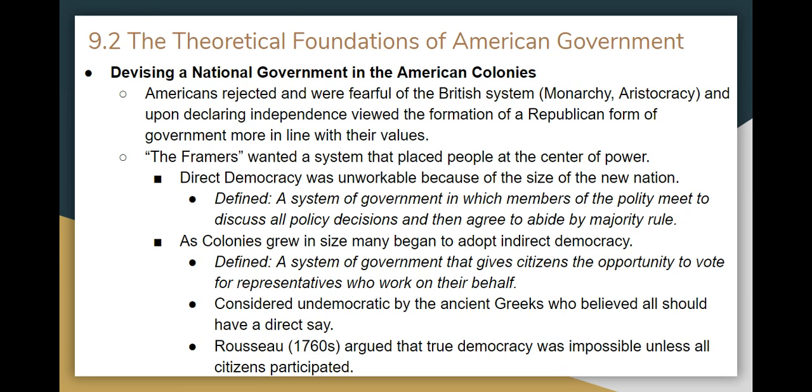Indirect democracy is a system of government that gives citizens the opportunity to vote for representatives who work on their behalf. The Greeks thought it was undemocratic because they believed all should have a direct say. Rousseau argued that true democracy was impossible unless all citizens participated, but this became the dominant style of government in the colonies because of the vast size of those colonies.